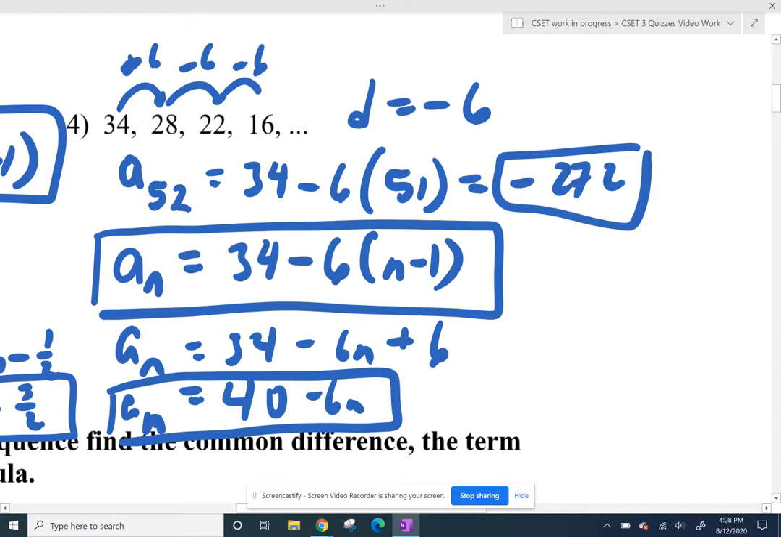So if you wanted, so now that you have that, you could plug into that. So like, let's say they wanted the 101st term or the 100th term, I could just do 40 minus 6 times 100, and that would give me the 100th term super fast. Awesome.